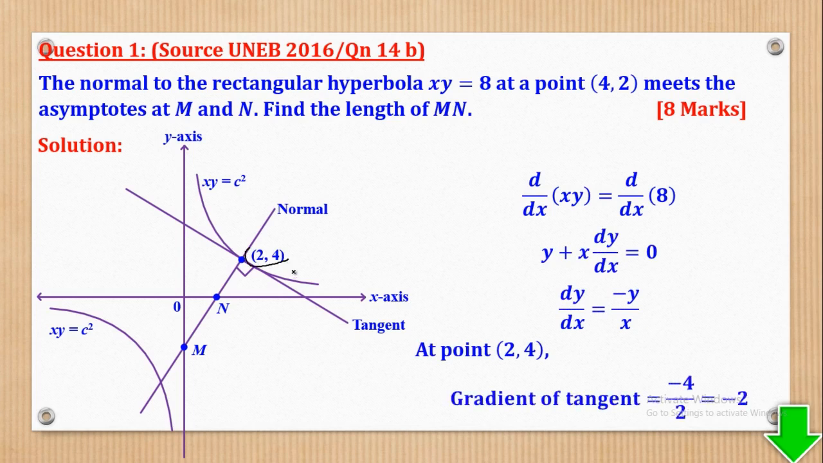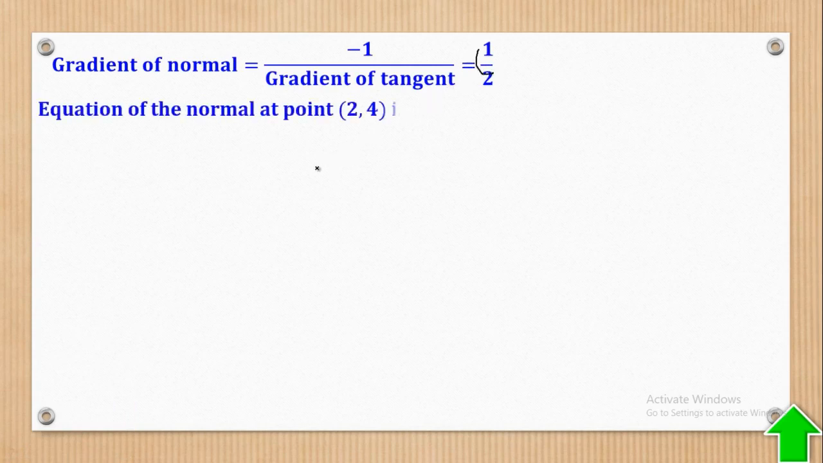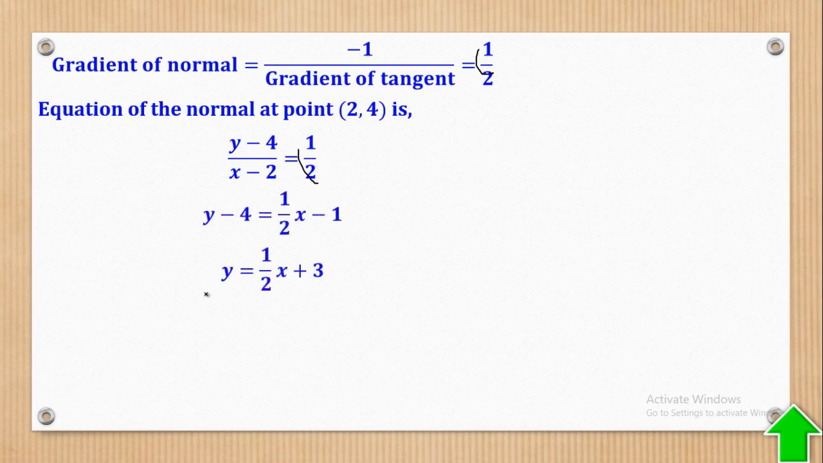After that, we remember that the gradient of the tangent and that of the normal have a product equal to -1. Therefore, the gradient of the normal is equal to -1 over the gradient of the tangent, to give you a half. Now I know the gradient and I know a point. Therefore, the equation of the normal is given by change in y over change in x equal to gradient. Cross multiply to give you that, and simplify to get that as the equation of the normal.